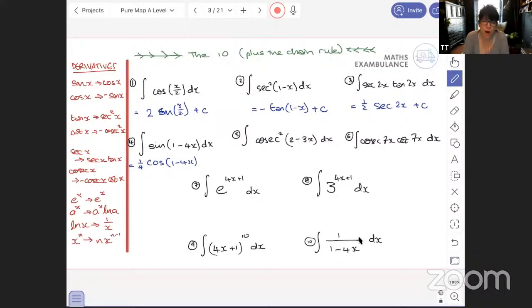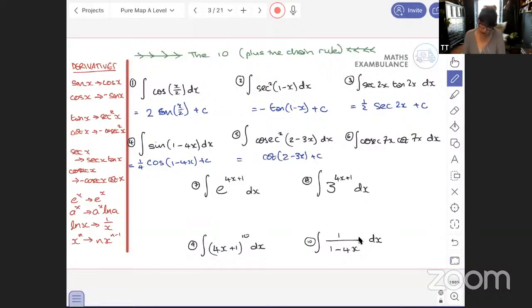Now let's think it through. What happens if I differentiate this? If I differentiate this, I get minus a quarter sine 1 minus 4x. Then I multiply that by minus 4. The minus and the minuses cancel. The 4 cancels with the quarter, and it works. Okay. What was differentiated? What differentiates to cosec squared? Cot.